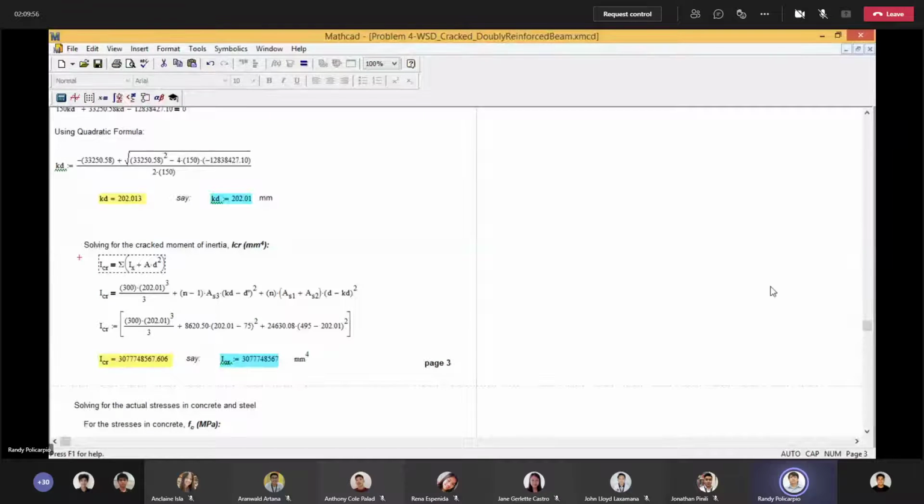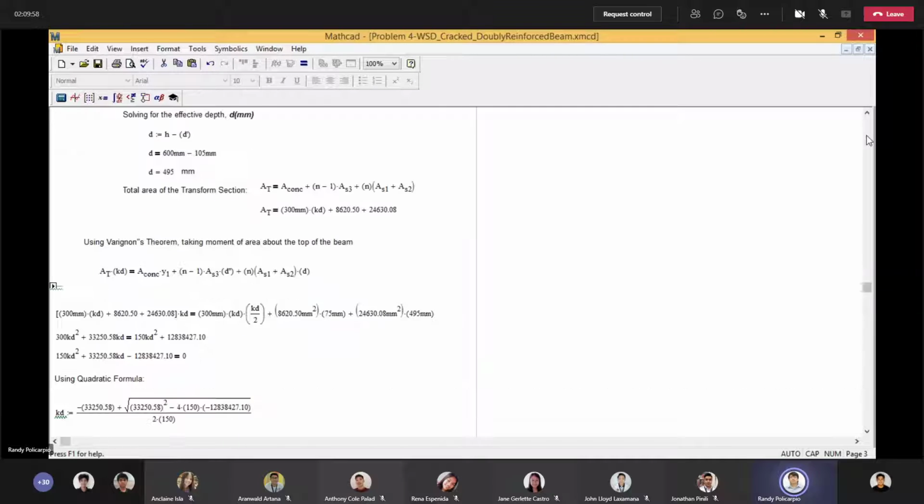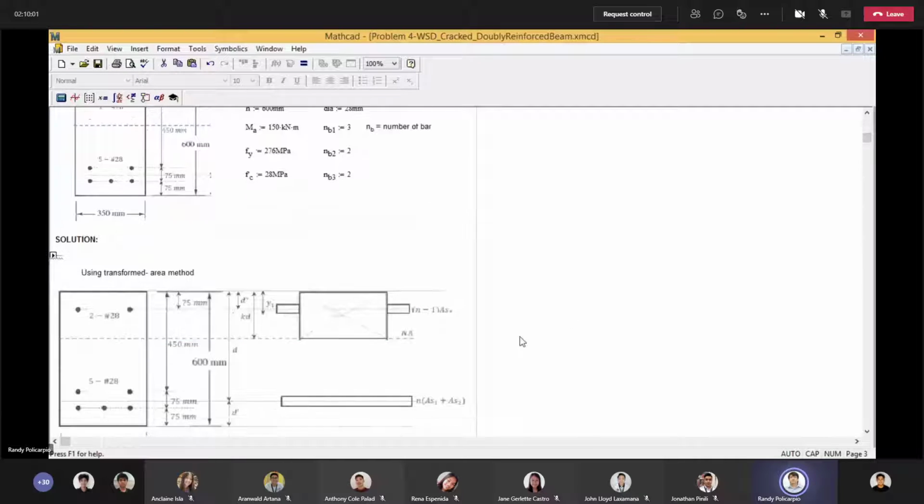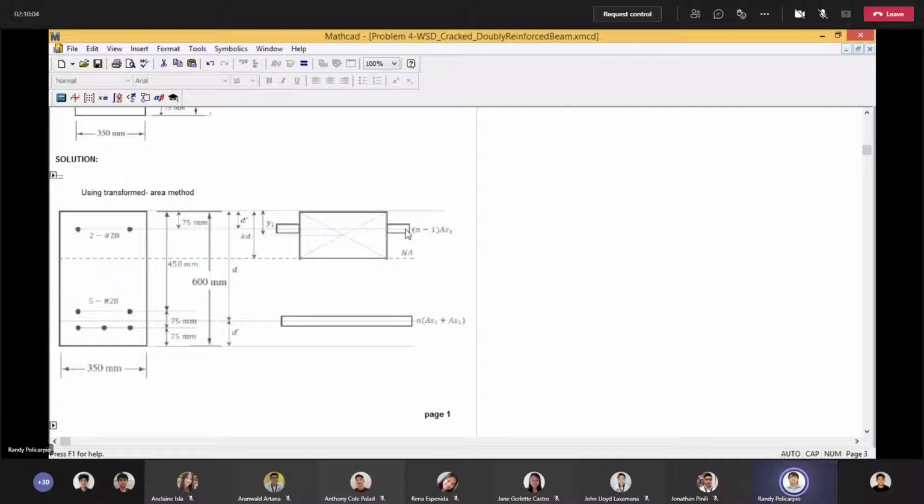Again, if we're going to look at our transform section, itong ating concrete, exactly yung base niya located with respect to the neutral axis, kaya ang gagamitin natin dito ay BH cube over 3, no? Pero itong ating compression reinforcement, yung kanyang centroid hindi coincide with the neutral axis. So, meron tayong D. Gagamit tayo ngayon ng transfer formula.